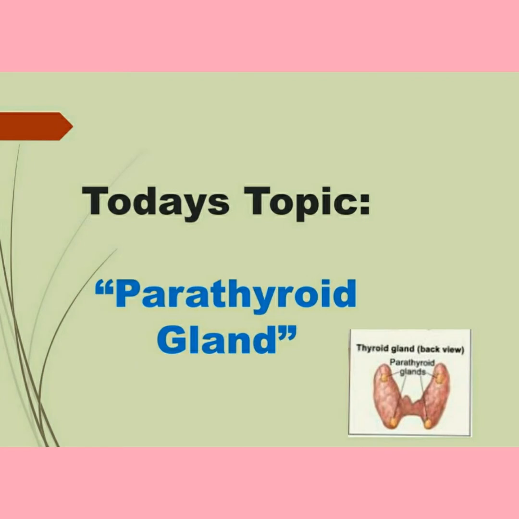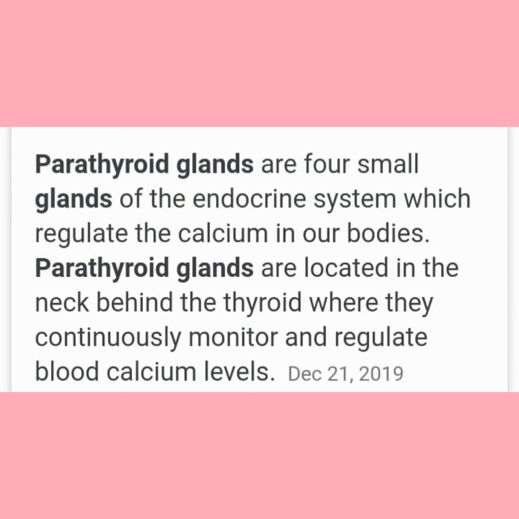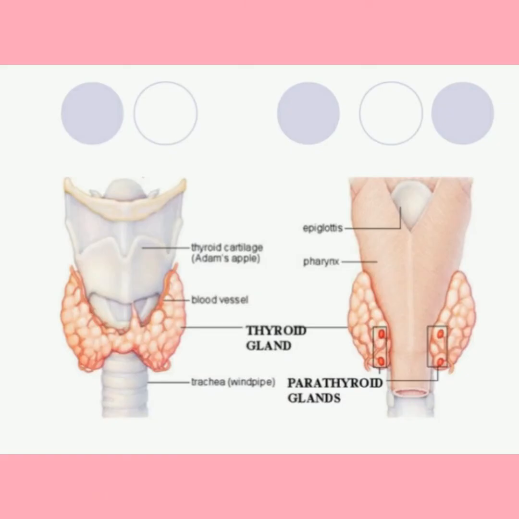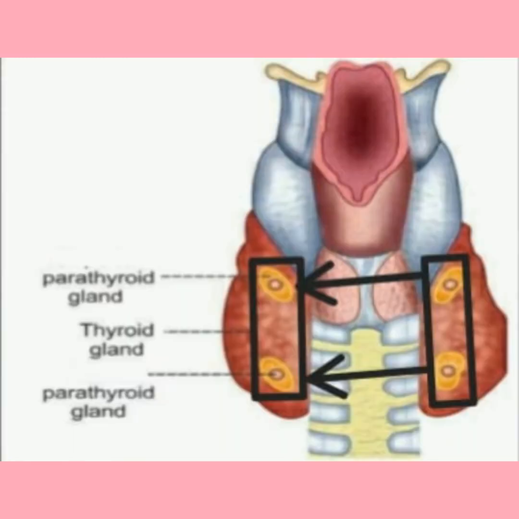Now today we are going to discuss another gland, that is the parathyroid gland. As we know, human beings have 4 parathyroid glands which are situated on the posterior surface of the upper and lower poles of the thyroid gland. Parathyroid glands are very small in size and they are dark brown in color. They are present on the thyroid gland. You will see here in the picture clearly.